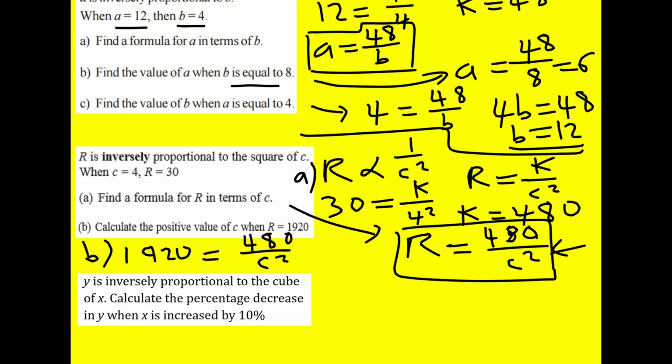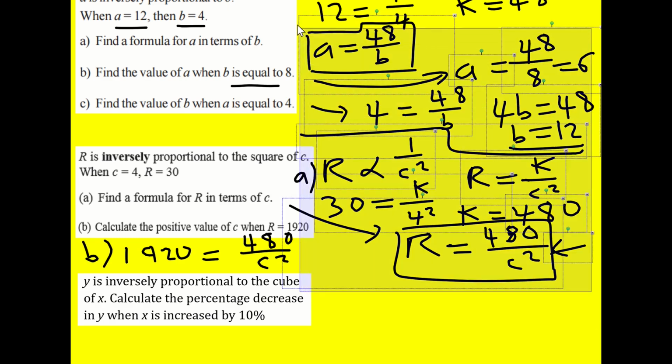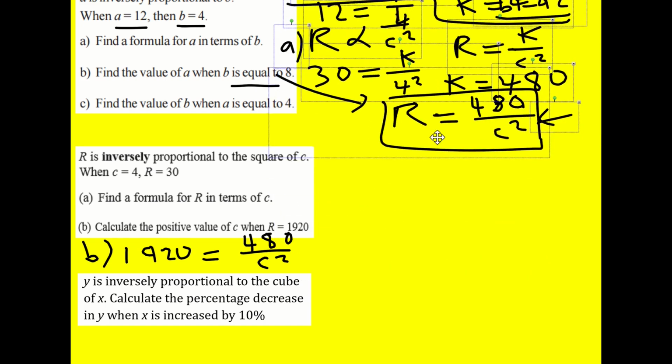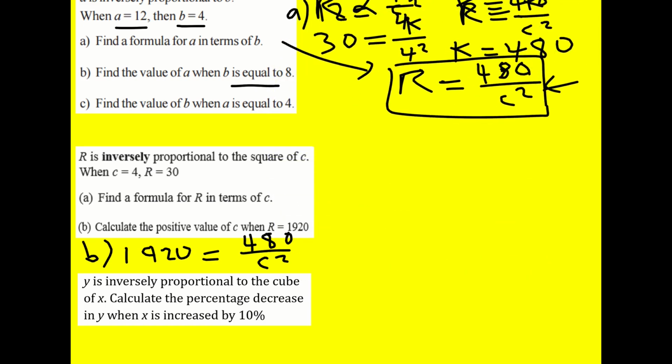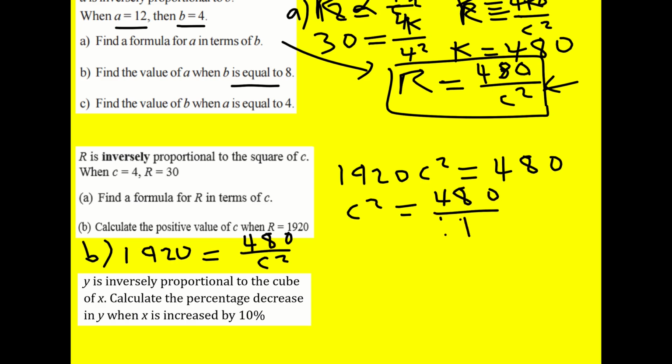Okay, the next step, I'm just going to move some of my working up to create a bit more space. Next step is to get what C squared is, so I can multiply through by C squared. And then I can divide by 1920. And this gives me a quarter. So I can finally work out C by square rooting a quarter.